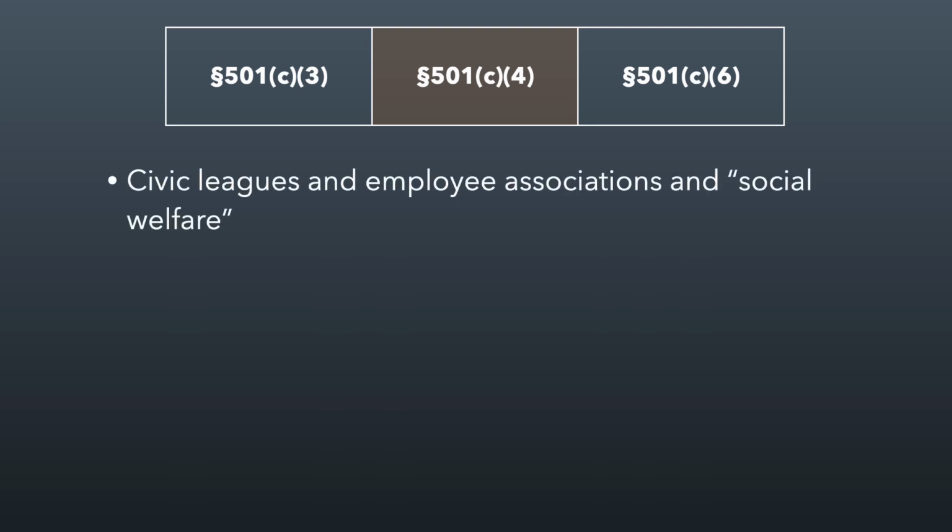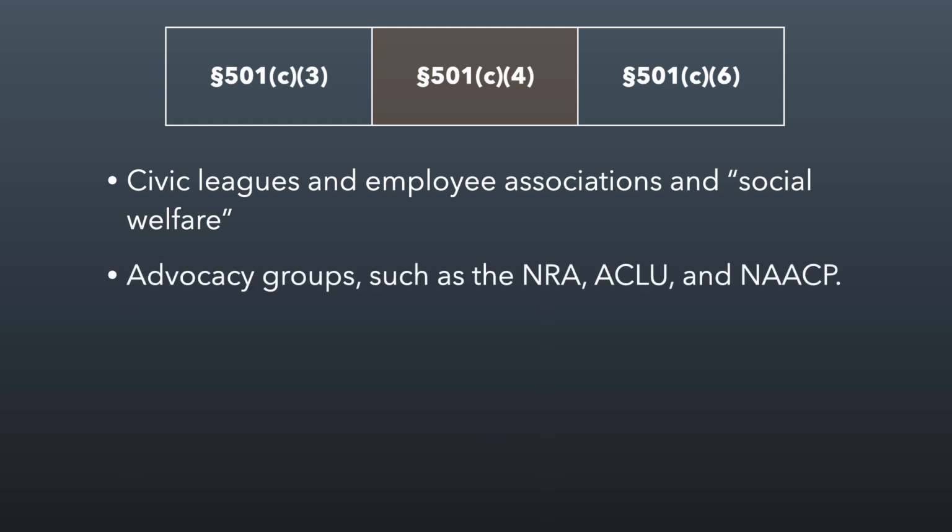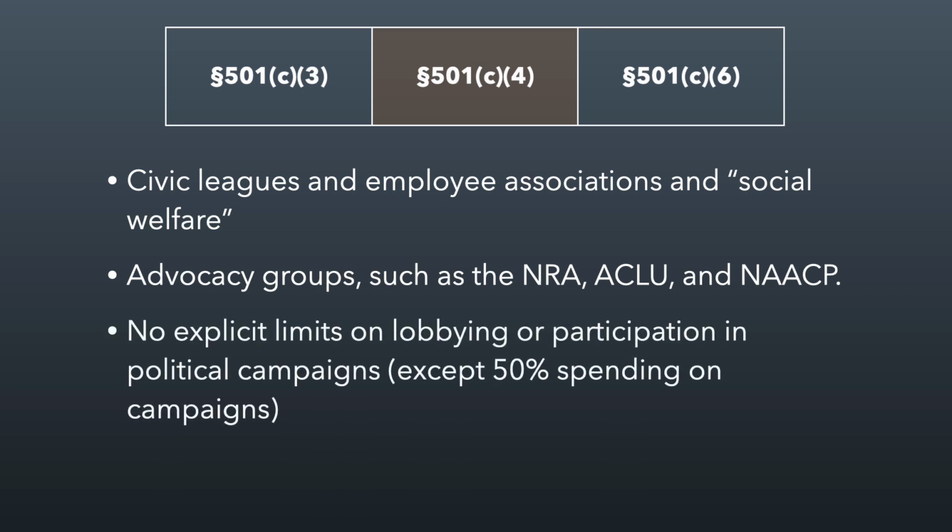Okay, let's talk about what C4s are. This is what the IRS calls civic leagues. Employee associations are included, and organizations operating for social welfare, which can mean a lot of different things. These are often membership organizations, like a homeowners association is usually set up as a C4, but they also are common advocacy groups. The NRA is a C4, for example, the ACLU, the NAACP. These are all organized as C4 entities. And it's because they can engage in quite a bit of lobbying. They're not limited on how much lobbying they participate in.